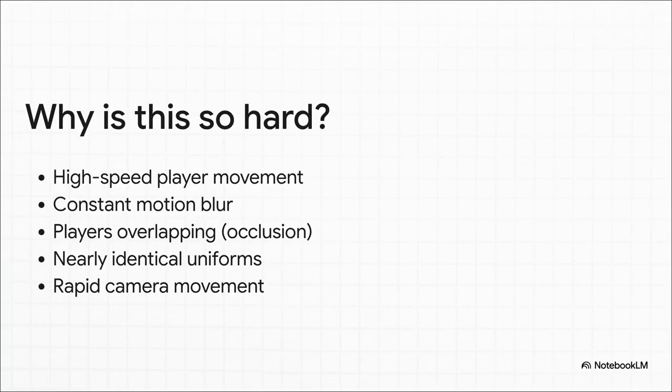Seriously, just think about it for a second. You've got players sprinting, cutting, and jumping, which creates this constant motion blur. They're always bumping into each other, blocking the view of their jersey numbers. That's a huge problem called occlusion. On top of that, you've got similar team uniforms and a camera that's whipping around like crazy. For an AI, this is pretty much a worst-case scenario.